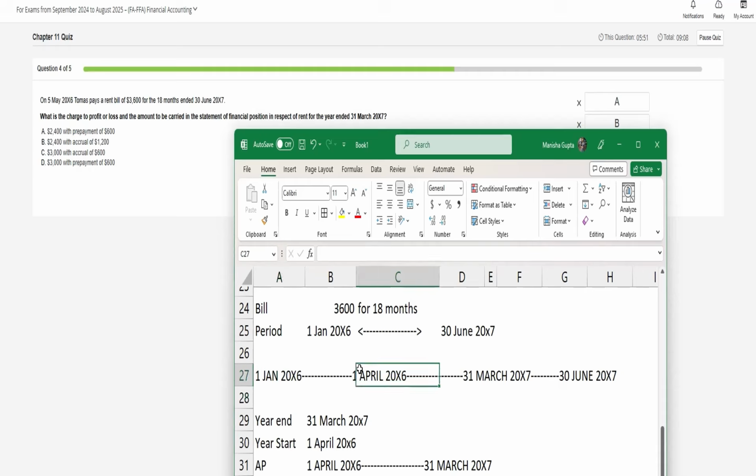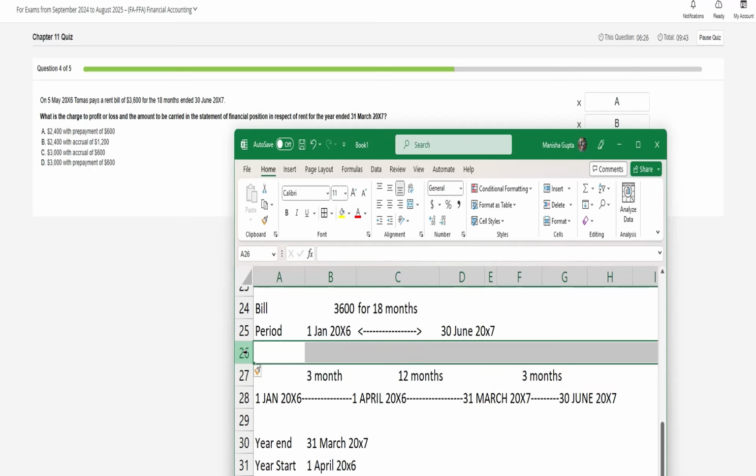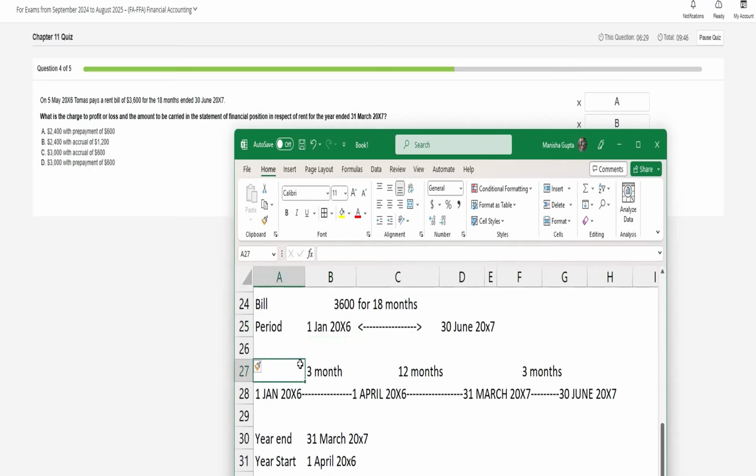So our accounting period is from here to here, which is 12 months. From 1 Jan to 1 April it's 3 months, from 1 April to 31st March it's 12 months, and from 31st March to June, that is March, April, May, June, 3 months again. I think now it will be clear. This is how I used to solve this question during my time. Let me explain one more time.